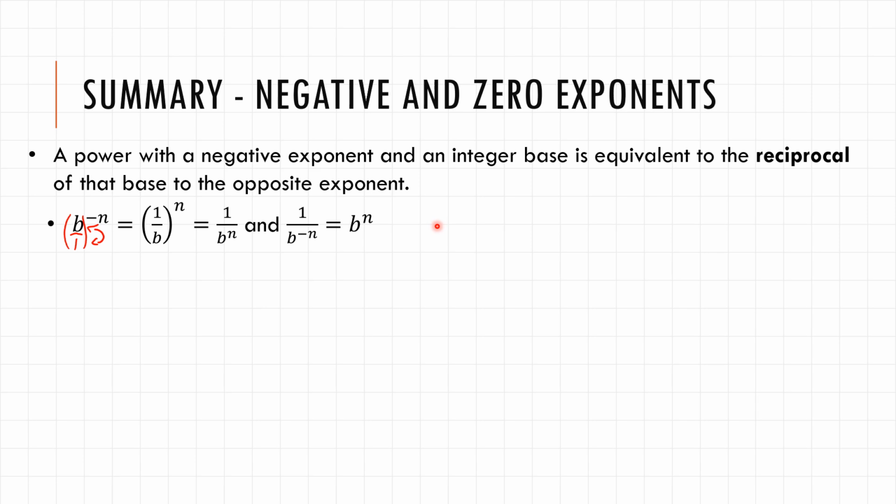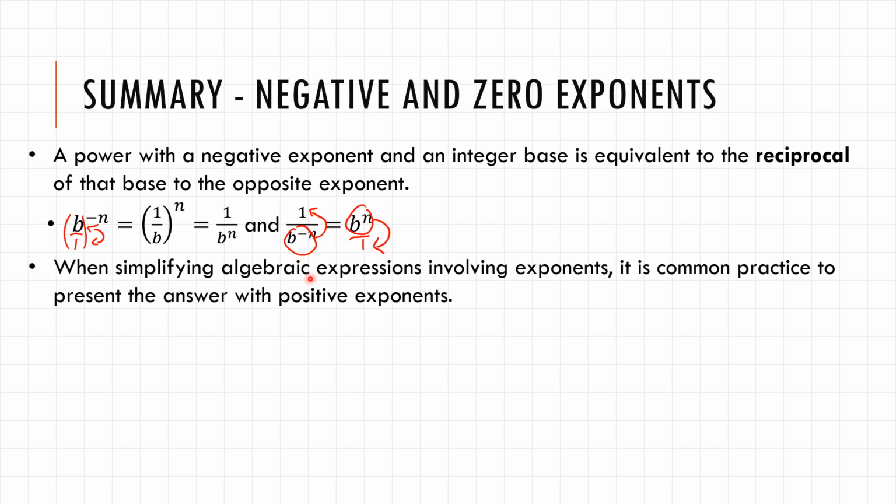Another way to look at that would be to take this and move it into the denominator, or in other words, take this and move it into the numerator if it's already in the denominator. When you're simplifying algebraic expressions that have exponents in them, it's best practice to make sure that your final answer has only positive exponents. Zero exponents are super easy. Anything to the power of 0 is equal to 1.